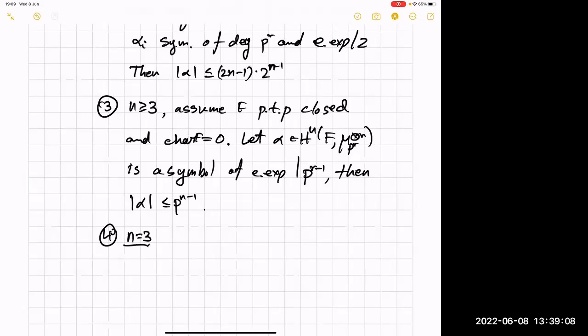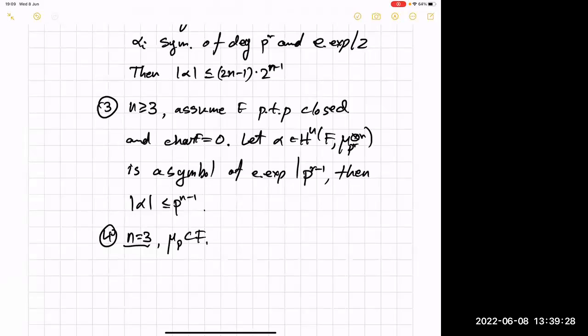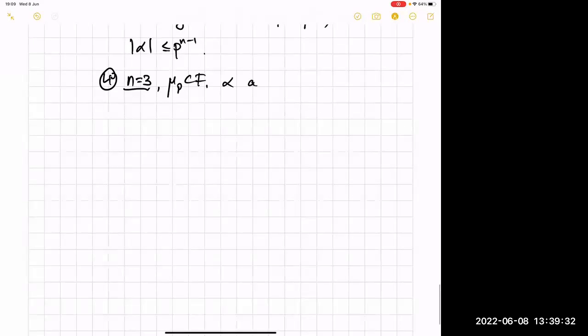So if n equals 3, and I'm assuming that rho p, let's call it mu p, is inside the base field, and alpha is again, as always, a symbol in H3, sorry, H3 of F, mu p to the r tensor 3, with effective exponent dividing p to the r minus 1.